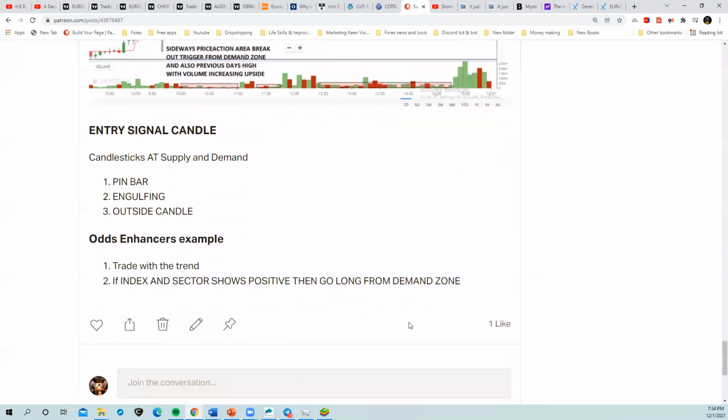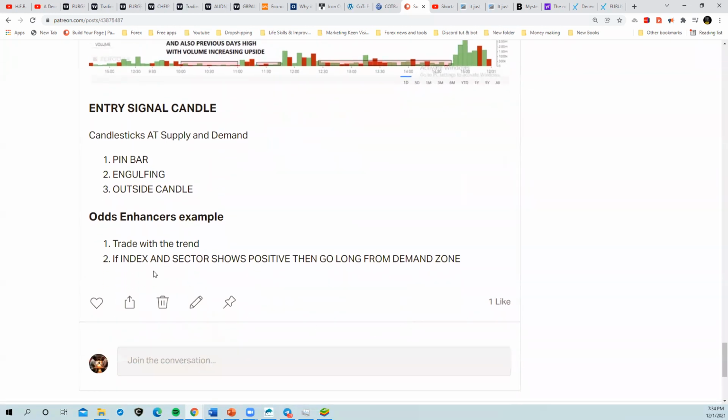Now we're going to trade with the trend for odds enhancers, and if the index or sector shows positive, then go long from the demand zone. So this is with the corresponding, or generally the correlated, index or sector. We can use this in the way we trade. We can use this in Forex as well, with understanding risk on and risk off.